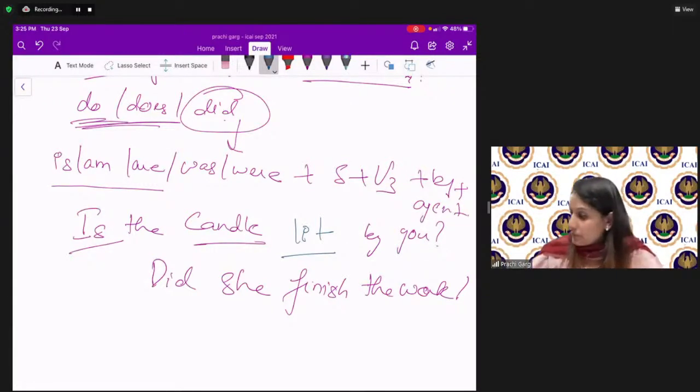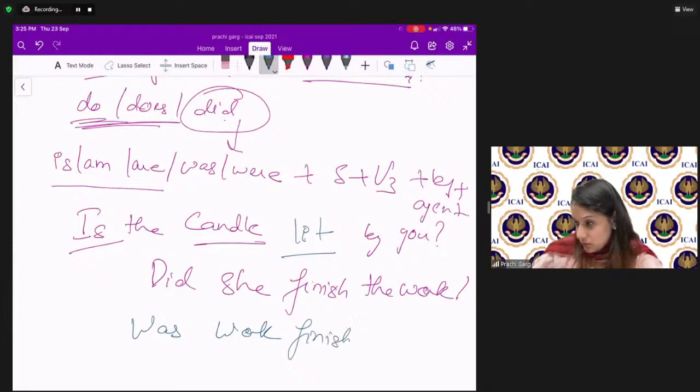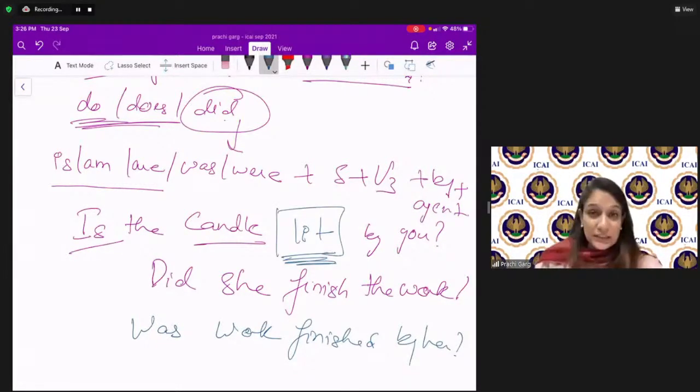Okay. Yes, for this one, it would be: was the work finished by her? Okay. Yes, here I changed it from "lighted" to "lit." It is actually "lit," the V3 form. Okay, so just correct it if you guys have written it. All right. Now, next coming on to the has, have part.